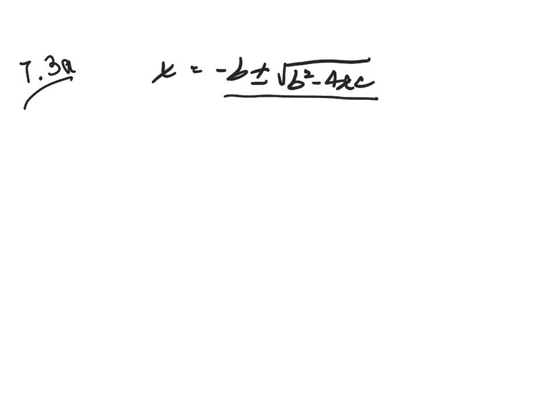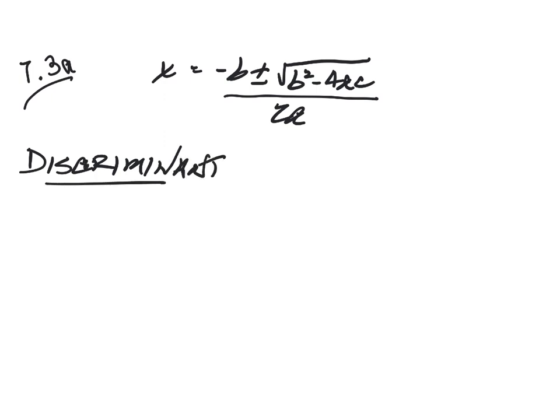Now, if you remember, in the last section, we did x equals negative b plus or minus square root of b squared minus 4ac all over 2a. So that was the formula, the quadratic formula that we used. And there is a certain piece of this quadratic formula called the discriminant. Sorry about my handwriting, that is a C.